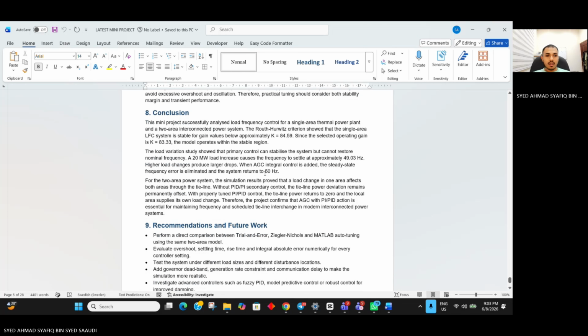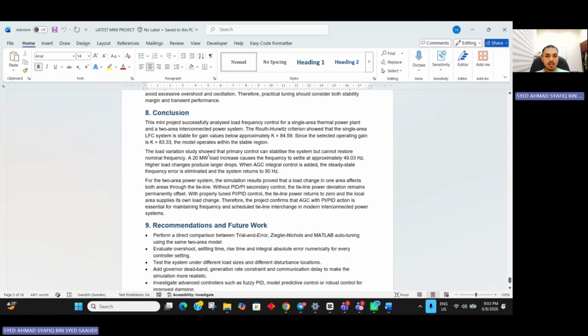Thank you. So as a conclusion, the mini project successfully analyzed load frequency control for a single area thermal power plant and a two area interconnected power system. The Routh-Hurwitz criterion showed that the single area LFC system is stable for gain values below approximately K equal to 84.59. Since the selected operating gain K is 83.33, the model operates within the stable region.